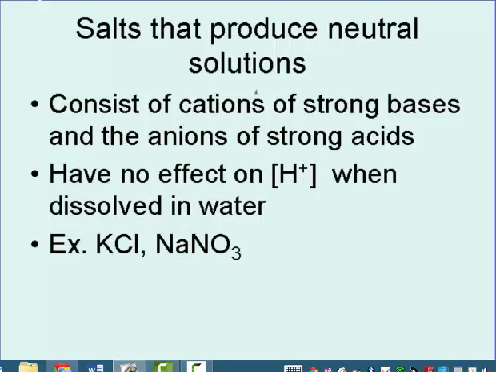What's a cation? Positive ion. Of a strong base. So the first part came from a strong base. And the anion, which is our negative piece, of a strong acid. Since it's neutral, it'll have no effect on the hydrogen ion concentration when dissolved in water. So our example is KCl or NaNO3.